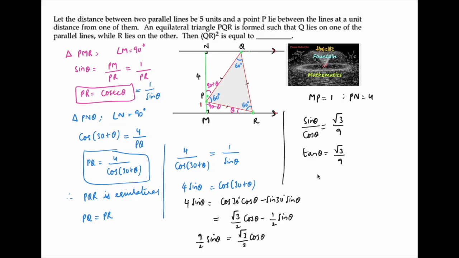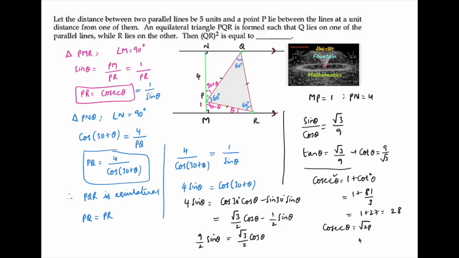So when tan theta is equal to root 3 upon 9, so we can say cosecant square theta is equal to 1 plus cot square theta. Which implies cot theta is equal to 9 by root 3. So 1 plus 9 nines are 81 by 3, that is 1 plus 27, 28. So cosecant square theta is equal to 28. So cosecant theta is equal to square root of 28.